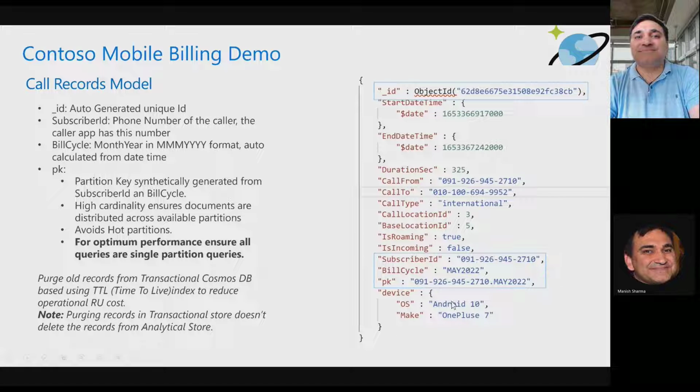We have used a partition key, which is a combination of subscriber and bill cycle, such that at any point in time, the data will be picked from a single partition. The data will be equally distributed across all the partitions, and we ensure that there are no cross-partition queries. Also, as Manish mentioned, we are going to use TTL here to reduce our operational cost.